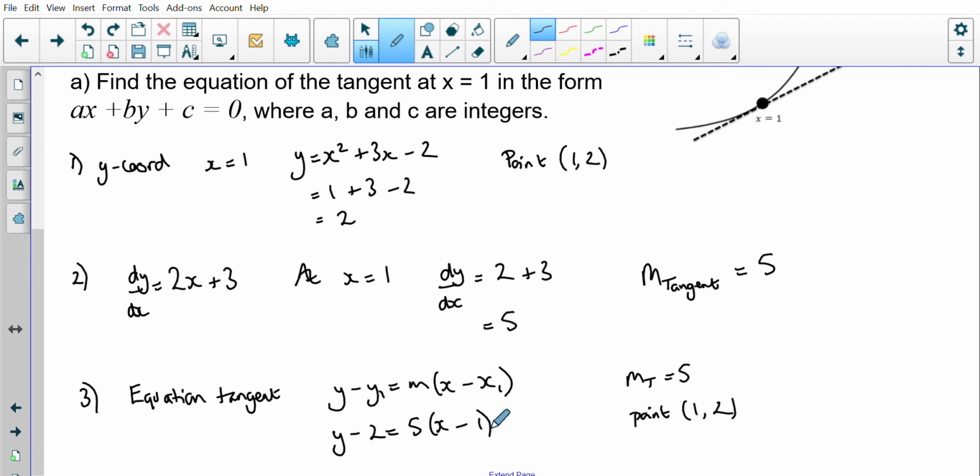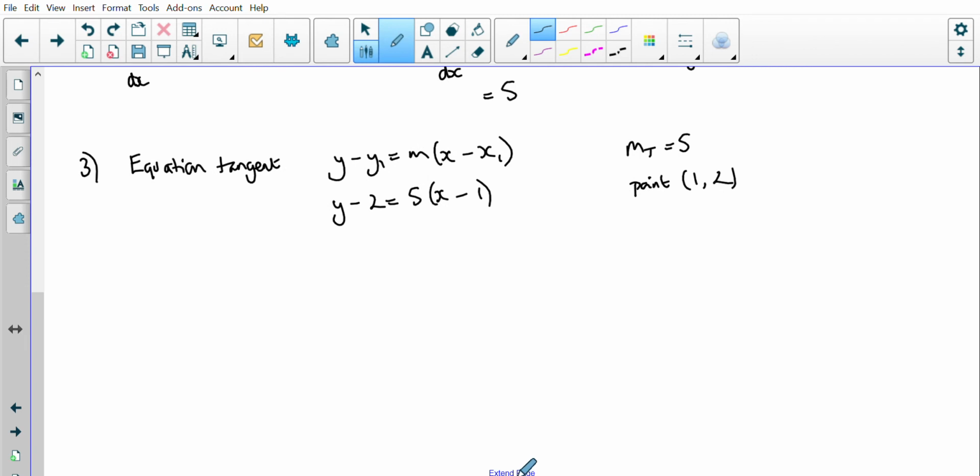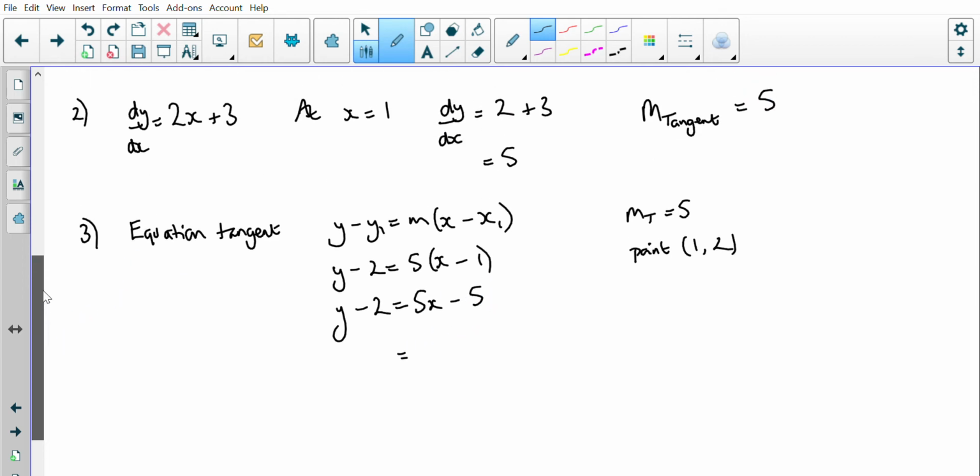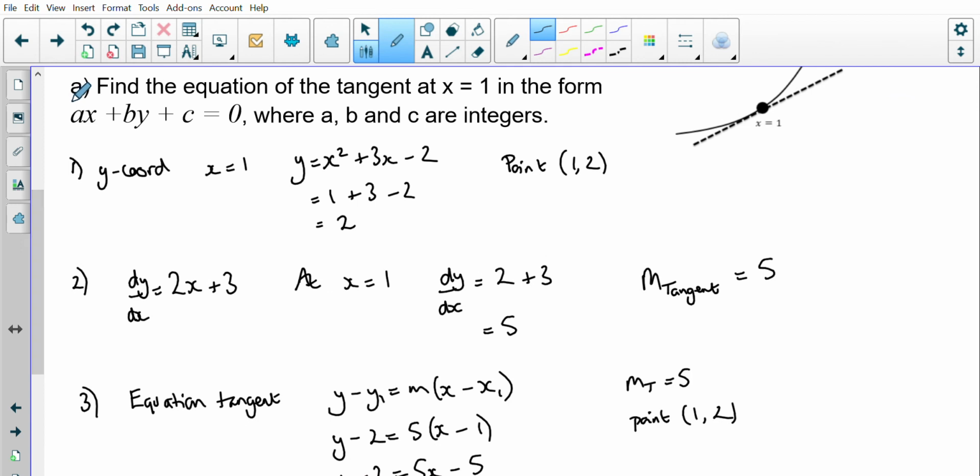So that actually is an equation for the tangent, but it wants it in this particular form. So let's just do a little bit of rearranging. I'm going to expand the brackets. And if we have a look at that form again, it wants the x term, the y term, and the numerical term all on one side of the equal sign, with everything else equaling 0.